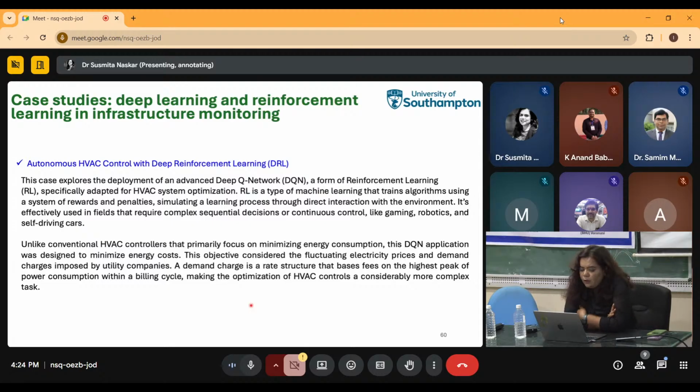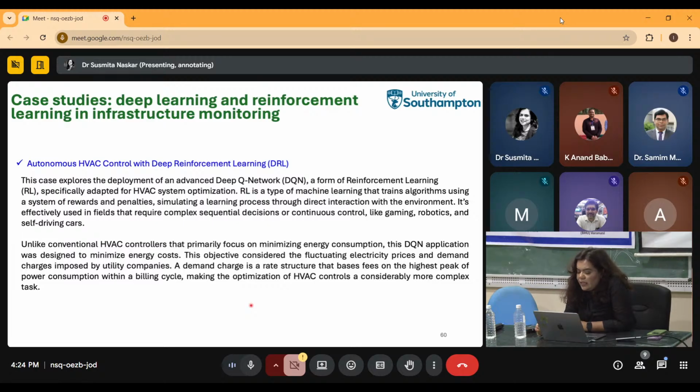So here, DQN, or deep Q network, has been adapted to optimize the HVAC system. Unlike traditional HVAC controllers, which simply try to minimize energy consumption, this DQN system focuses on reducing the energy cost. It takes into account fluctuating electricity prices and also demand charges. Demand charges are fees based on the highest peak power consumption during a billing cycle.